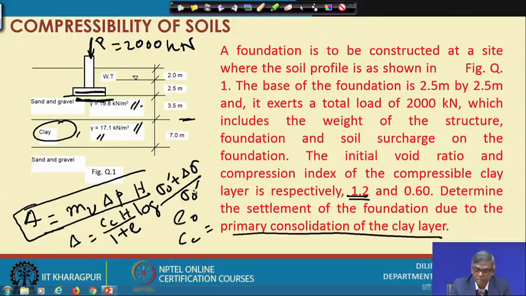You can see this problem requires C c and e naught, both parameters are given. Sigma naught and delta sigma are not given, but all the information is available, so if necessary we can calculate them. That means we need to apply this method, not the other one, because m v and other things are not given. So, we will immediately select this method. If we select this method, how do we start this problem?